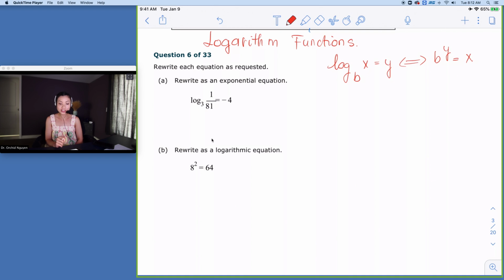Let's talk about log functions. For log functions, it's important that you memorize the definition right here. The log with base b of x is y if and only if b to the y exponent equals x. For the current example, we want to rewrite as the exponential function. I always start with the base, which is 3, and then you take it to the negative fourth. That's the exponent. It's going to be 1 over 81.